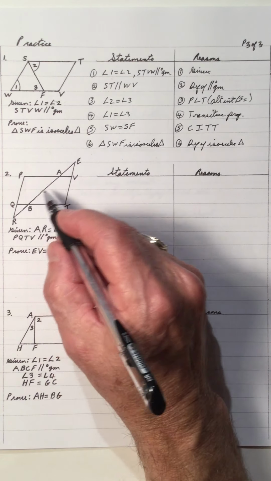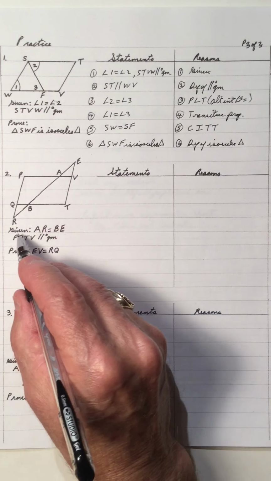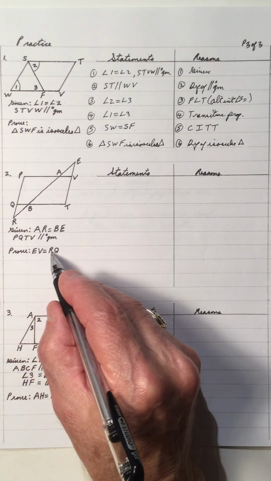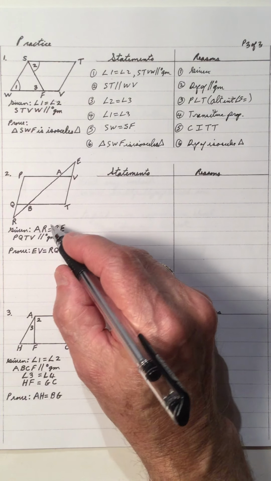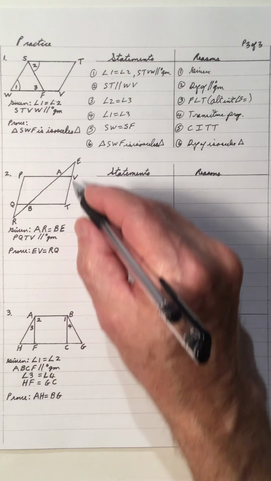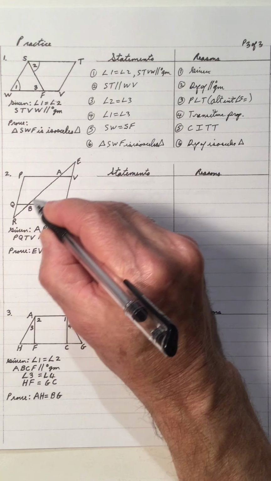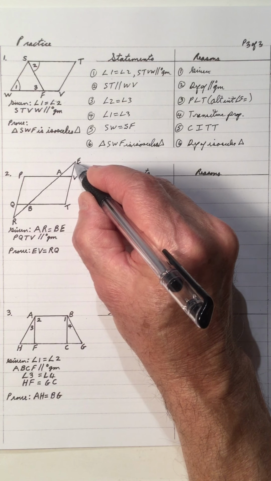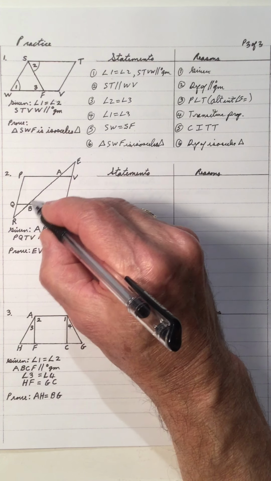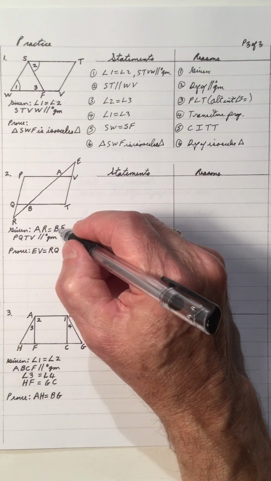Now, we have a diagram with a little bit more triangles here. So we look at the given, we look at what we're going to prove, and then do a plan of attack. Let's see, we have AR equals BE. AR, which is this one right here, AR equals BE. Okay, what's that going to do? Well, I see that AB is common in those two segments.